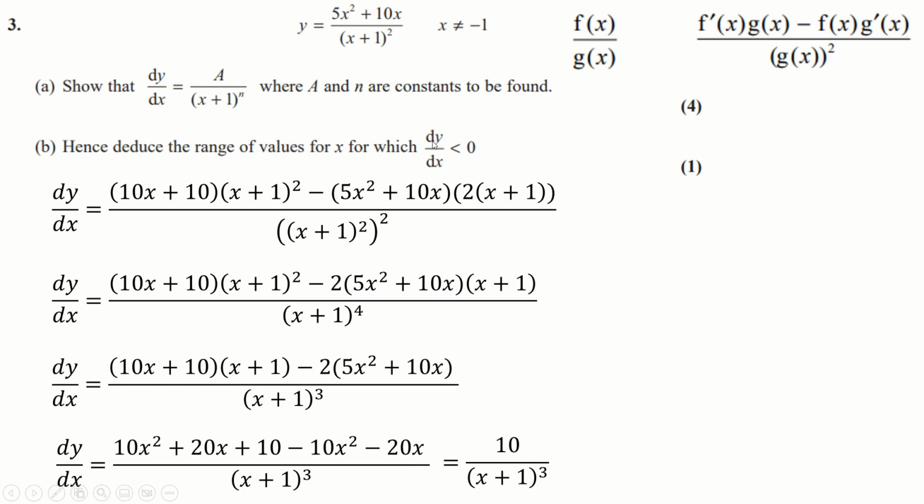Anyway, hence deduce the range of values for which this happens, so I want this to be less than 0. Now, 10 divided by something has to be less than 0.